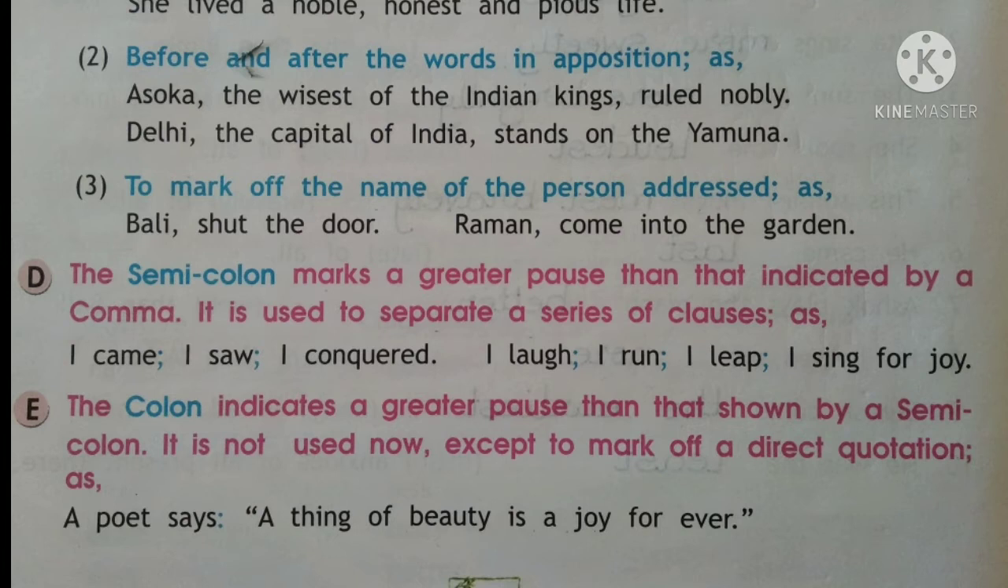It is not used now except to mark off a direct quotation, as. We do not use this colon much, but sometimes when a dialogue is said by someone, we need to separate his dialogues with a colon. Colon is two dots. So here is one example. A poet says: "A thing of beauty is a joy forever." What the poet is saying, we separate it with a mark of punctuation, that is the colon.